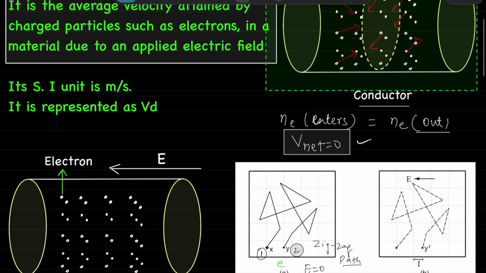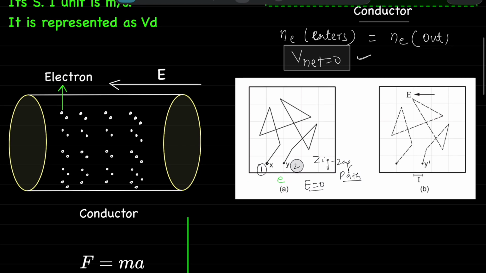As you see here, the same conductor is placed into the electric field. Here is the electric field. We notice that because of this electric field, there is an external force acting on each of the electrons. If I highlight this one electron as a reference, we notice that this electron is now facing an external electric force. How is this external force acting on it?